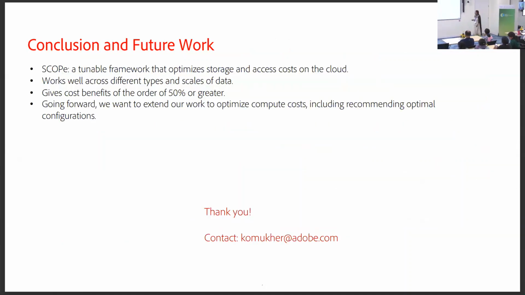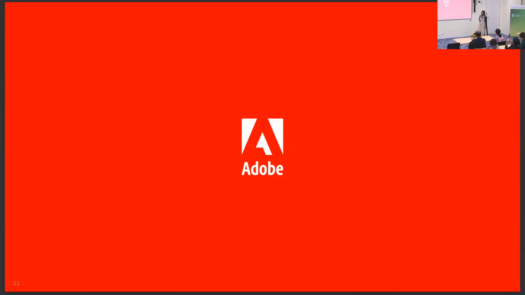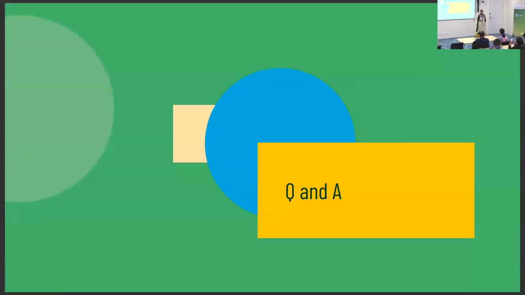So yeah, in this work, we show that this works across different types and scales of data and gives cost benefits often 50% or more. So yeah, I would like to end my talk here, and these were the references that we referred to. And I would be happy to take questions in the 2 minutes, 36 seconds that we have.